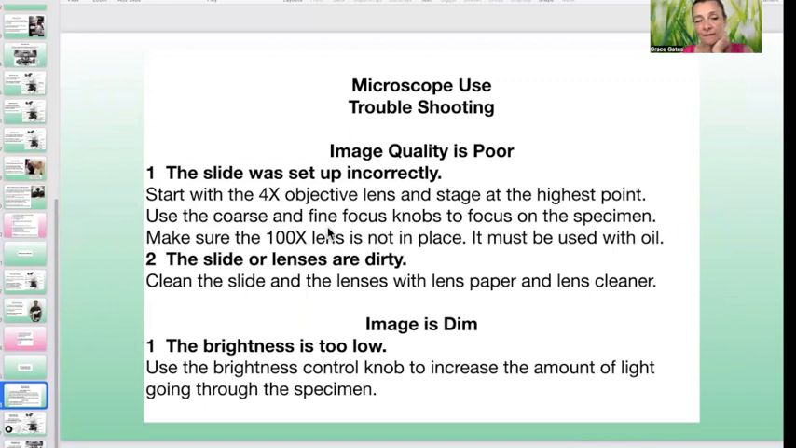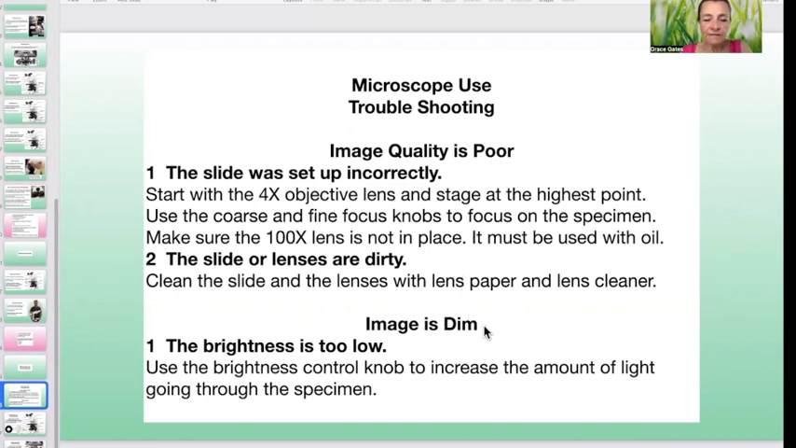You need to go back to the beginning with the 4x objective lens and stage at the highest point, and from there you are okay. The slide or the lenses may be dirty, so clean the slide and the lenses with lens paper and lens cleaner. You may notice that helps a little bit.